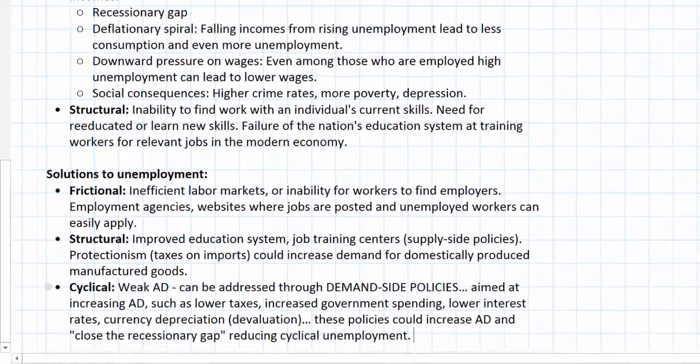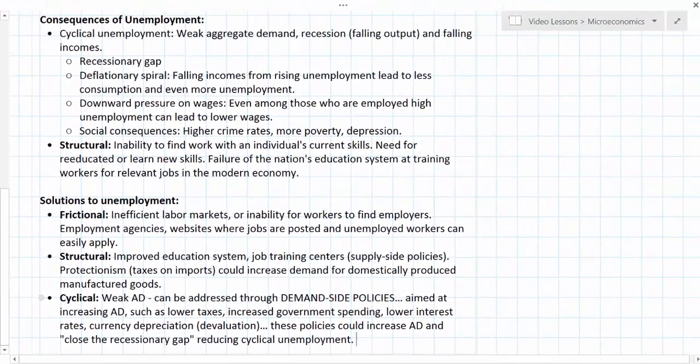So in this lesson, we have talked about some of the consequences of unemployment. Cyclical unemployment, which leads to recessionary gaps and possibly a deflationary spiral and downward pressure on wages, even for those who are still employed. Could lead to higher crime, more poverty, depression. These are some of the social consequences. Structural unemployment is the inability to find work when an individual's skills no longer match what the economy is producing. So structural unemployment has several social and economic consequences as well, and having a very high structural unemployment rate is definitely not desirable for a country. It's evidence of a failing education system and a struggling economy.